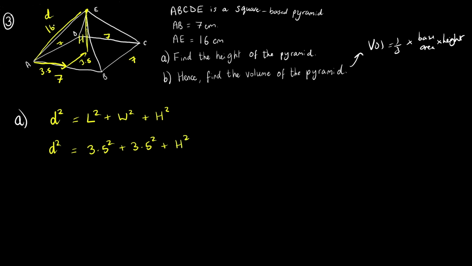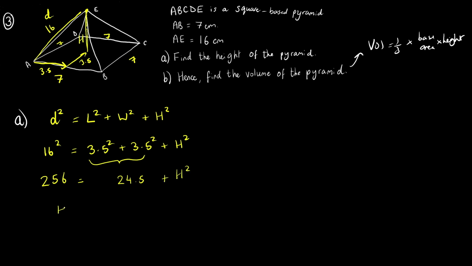And I actually know what D is. D is 16, so that's going to be 16 squared. So I can put all those values in. So 16 squared gives me 256. And then 3.5 squared plus 3.5 squared, I'm going to do both of them together. That gives me 24.5, so that's doing both of them, plus h squared.